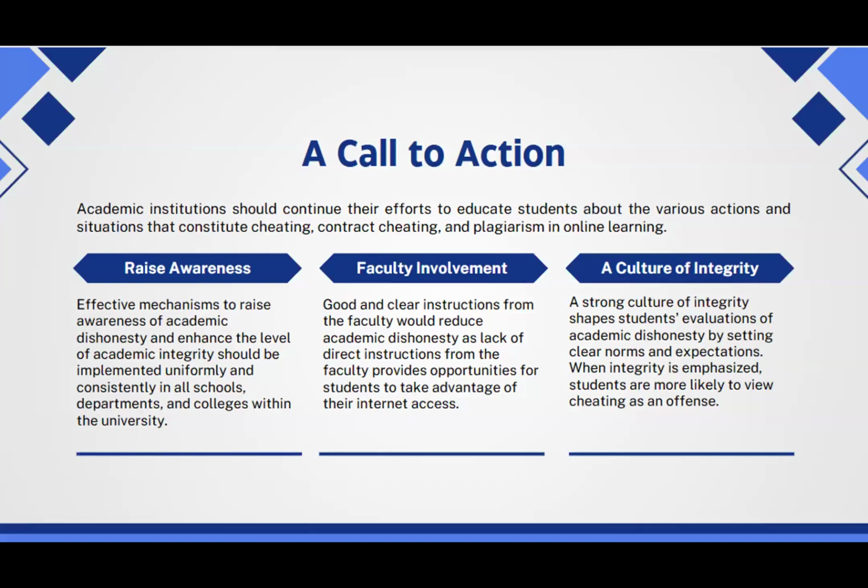In conclusion, students view academic dishonesty as wrong, but their moral evaluations differ by demographic factors and school. We recommend reinforcing ethical education across departments, clarifying what constitutes dishonest behavior, and establishing consistent, well communicated academic integrity guidelines in online learning. This can be done by employing mechanisms to raise awareness of academic dishonesty, empowering the faculty to provide clear instructions and guidance to the students, and employing a strong culture of integrity by setting clear norms and expectations.